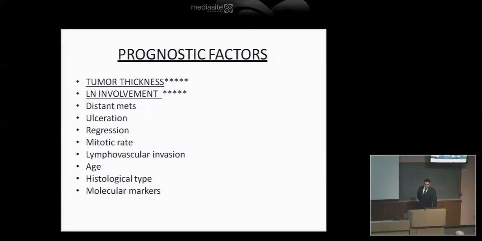Other prognostic factors include distant metastases, presence of ulceration, which has been shown to be associated with a high risk of local recurrence, mitotic rate, lymphovascular invasion, age of the patient, and histological type of melanoma, obviously the nodular type having the worst prognosis because it spreads vertically. Some new molecular markers have also been studied, and are being studied, to prognosticate patients with melanoma.